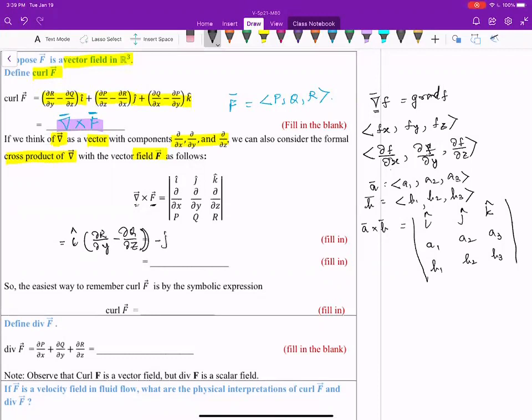Then you can write minus j. Hide the column and the row to which j belongs. Then you are left with dou r by dou x minus dou p by dou z. Then you can write positive k, the unit vector. Hide the column and the row to which k belongs. You are left with dou q by dou x minus dou p by dou y.